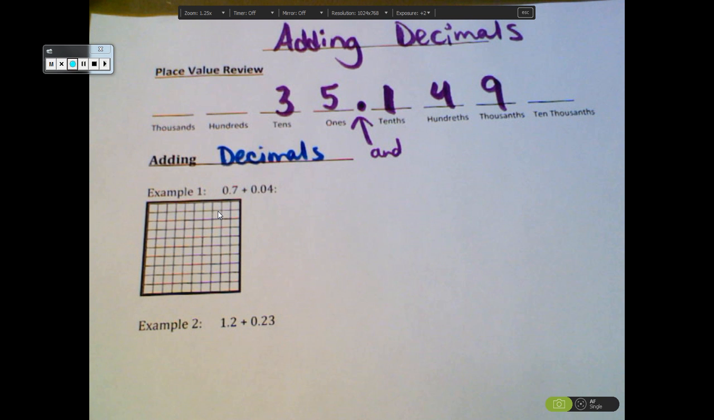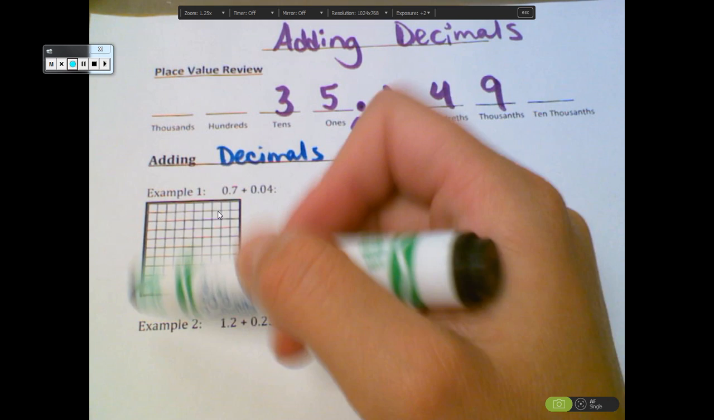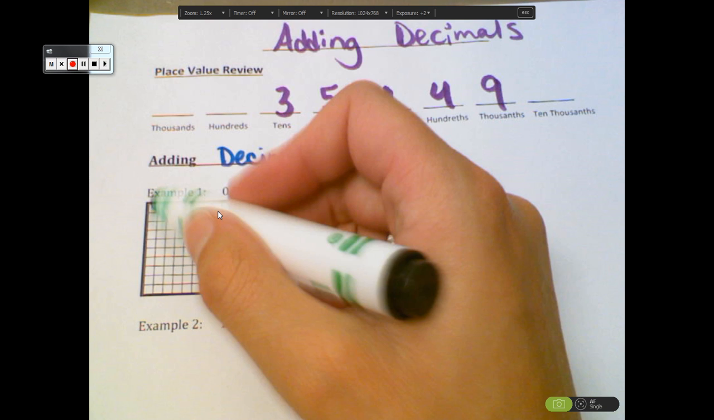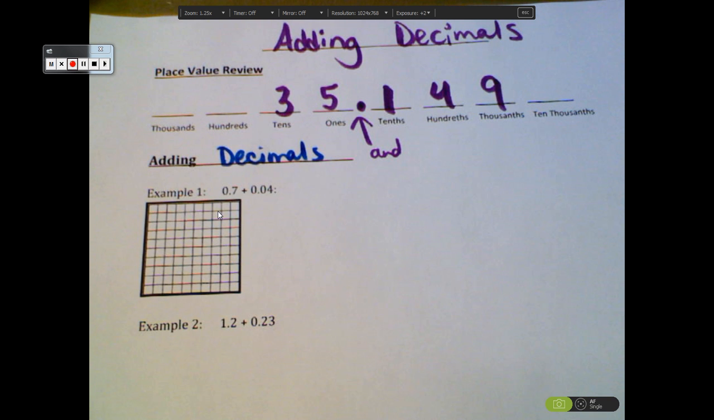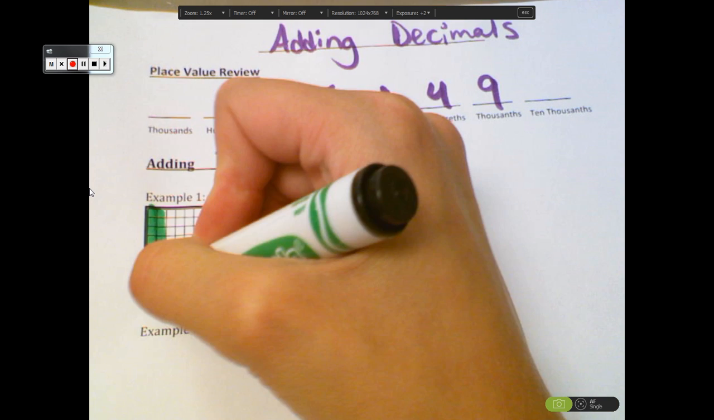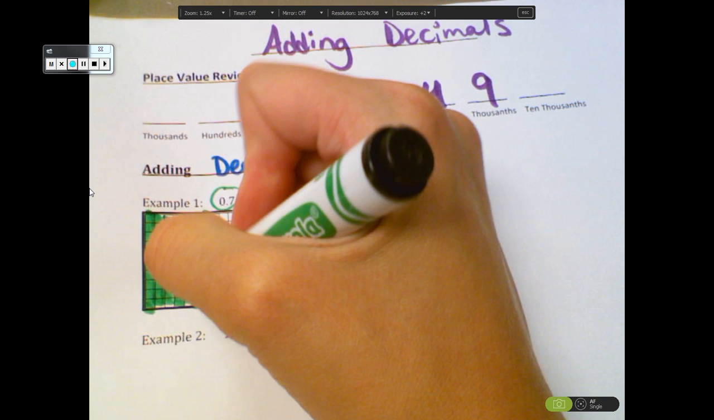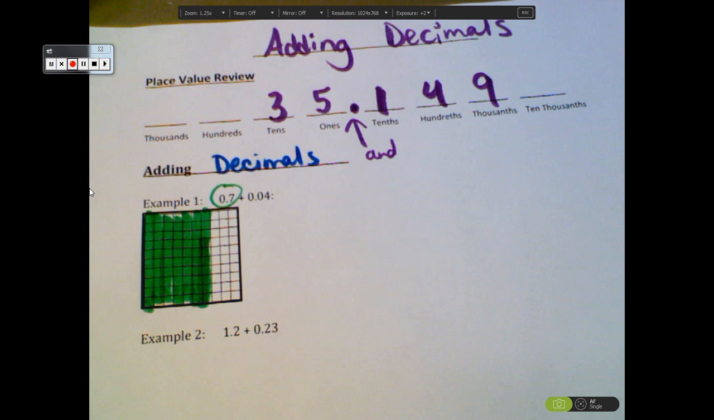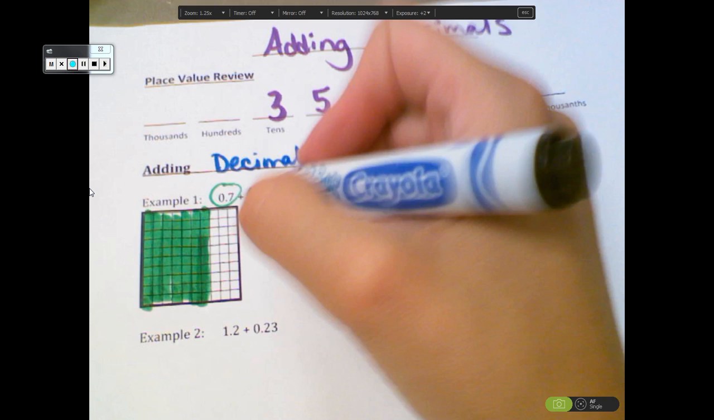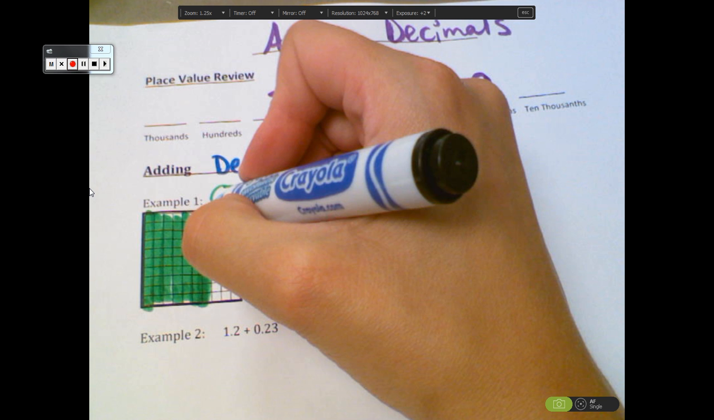So that means 7/10. How would I show 7/10 if these are each 1 out of 100? Well, you can see that there's 10 rows here. So each row is 1/10 of the whole thing. If we're trying to draw 7/10 or shade in 7/10, this would be 1/10, 2/10, 3/10, 4/10, 5/10, 6/10, 7/10. 7/10. Okay. And which is plus 4/100. That means 4 little squares.